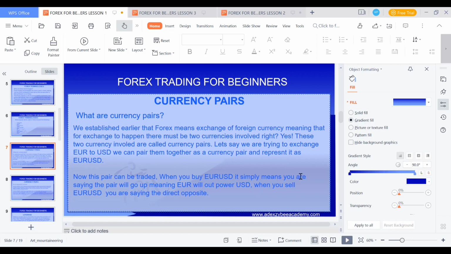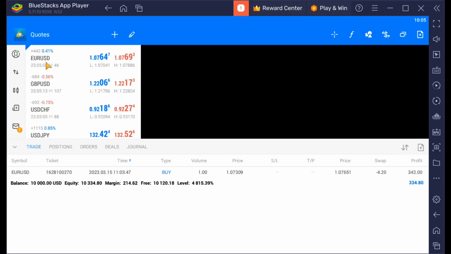And when you buy Euro USD, what you are saying is that Euro will outpower USD, and this pair will start increasing in price, because normally under quotes you will see something like Euro USD is equal to 0 point something. That's where we were before. Let me take you back there. That is here. You see Euro USD, and you see these numbers close to each other in the front.